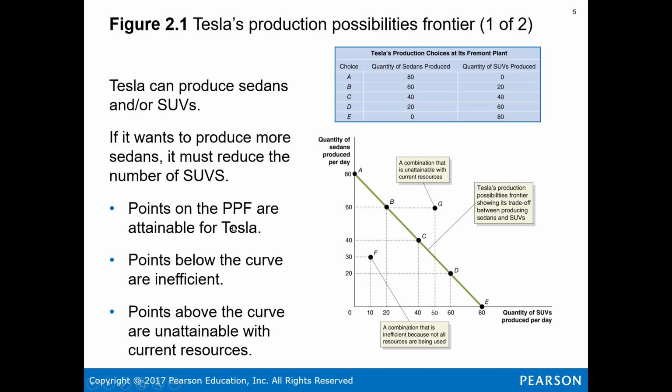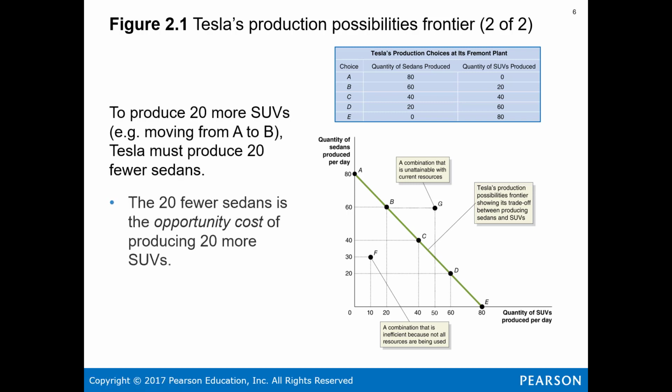So points outside of the line are unobtainable. Points like F inside the line are technically inefficient. So we're producing 30 and 10. There are multiple reasons we might be inefficient, but we're not reaching our maximum obtainable points. A, B, C, D, and E are our maximum obtainable points given our current resources and technology.